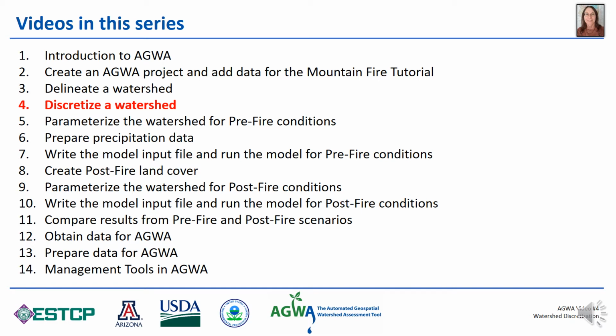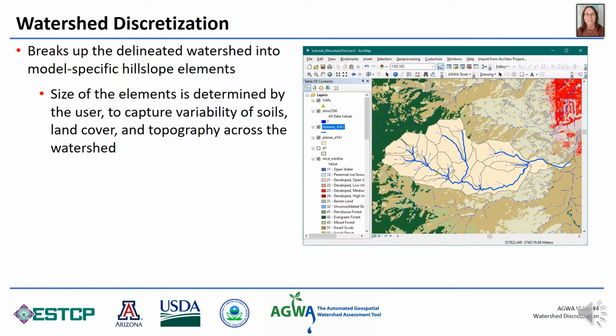This is the fourth video in this series, Discretize a Watershed. Watershed discretization breaks up the delineated watershed into model-specific hill slope elements. The size of the elements is determined by the user to capture variability of soils, land cover, and topography across the watershed. This image shows the Andreas Canyon watershed used for the mountain fire tutorial that's been discretized into the hill slope elements and channels.